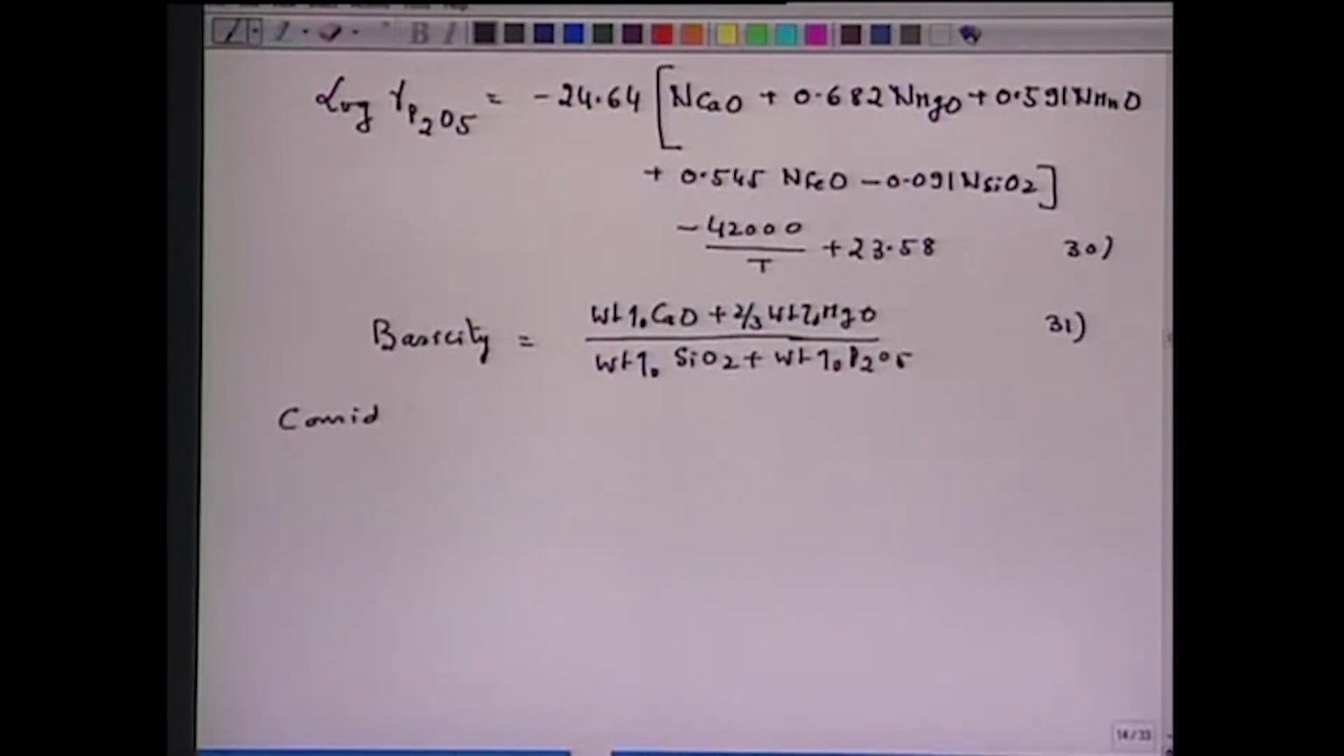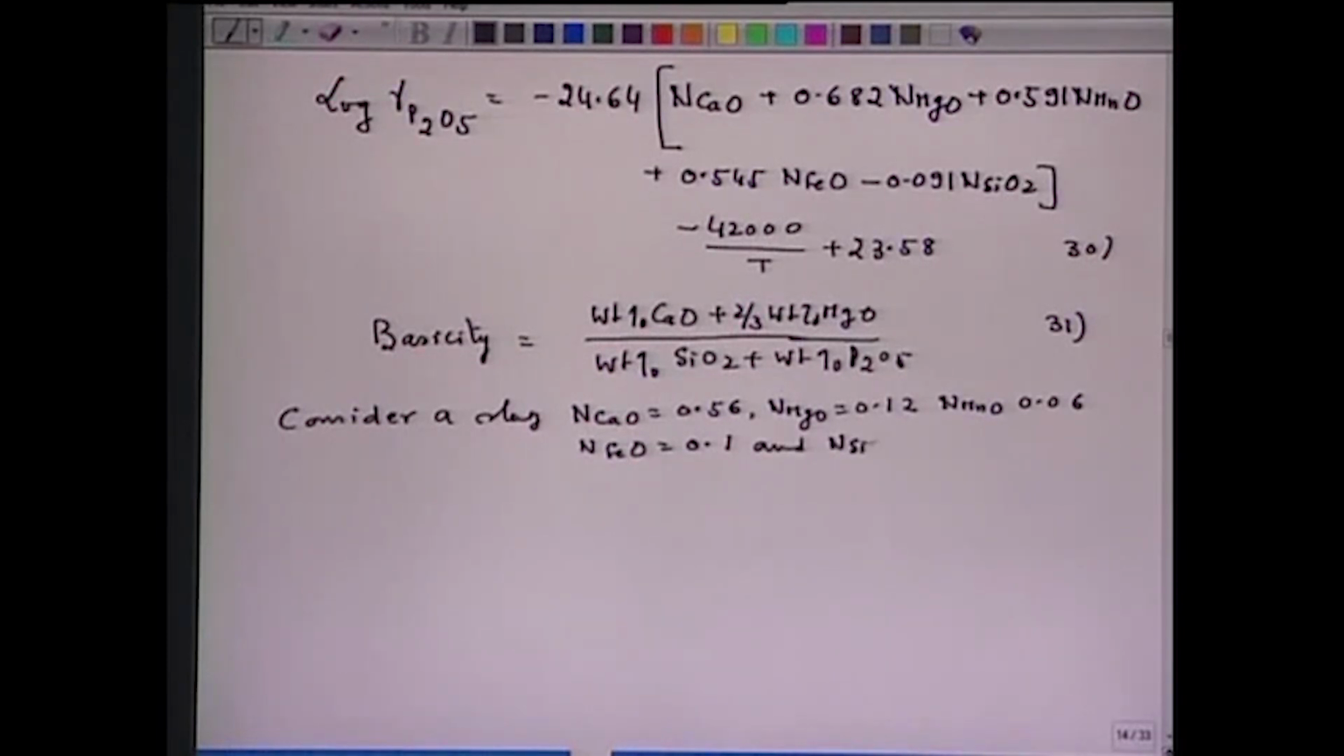Consider a slag. Let us take NCaO equal to 0.56, NMgO 0.12, NMnO 0.06, NFeO equal to 0.1 and NSiO2 equal to 0.16, and the basicity as defined by percent CaO upon percent SiO2 is equal to 0.35, or we can say NCaO upon NSiO2 is equal to 3.5.